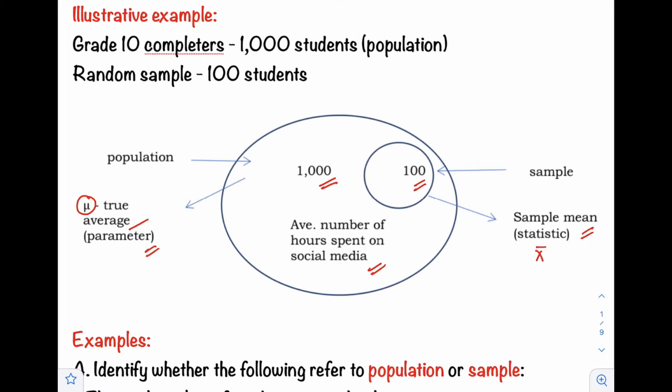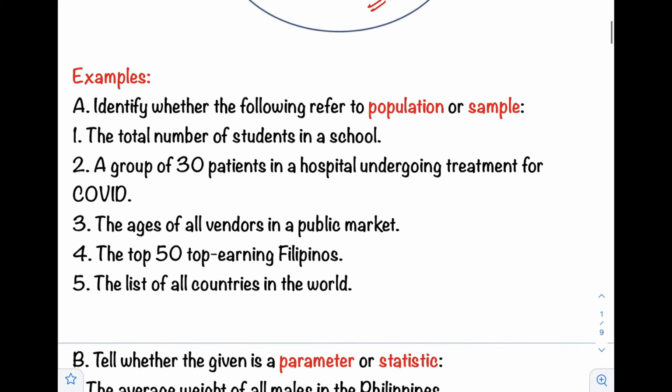Got it, guys? So let's have an example. Identify whether the following refer to population or sample. Number one, the total number of students in a school. Since we took the totality, number one is a population. Number two, a group of 30 patients in a hospital undergoing treatment for COVID. The 30 patients here were probably selected, just taken from our population. Since it is not everyone, this is a sample.